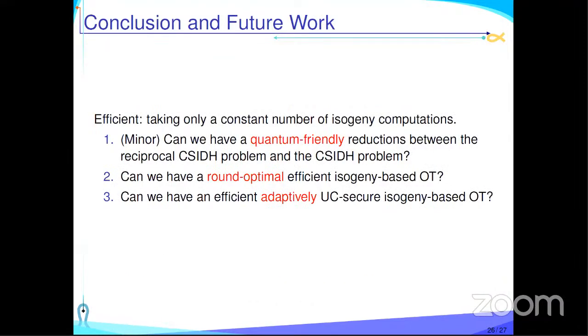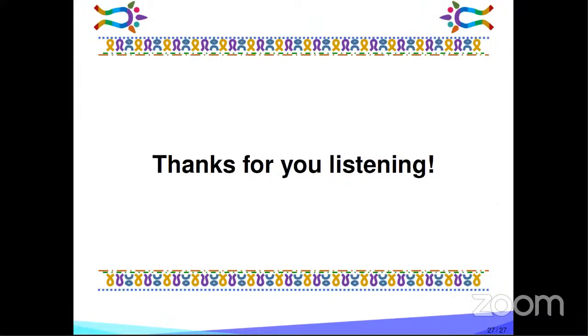And we also point out some open problems relevant to this topic, like can we have a quantum random reduction between reciprocal CSI problem and the CSI problem? Because with the argument, we use a rewinding argument. The second question is that can we have a round optimal efficient isogeny-based OT, which means a 2-round construction? The third question is that can we have an efficient adaptive UC secure isogeny-based OT, which means that the adversary can choose who to corrupt after the execution of the protocol. And thanks for listening. Any questions?